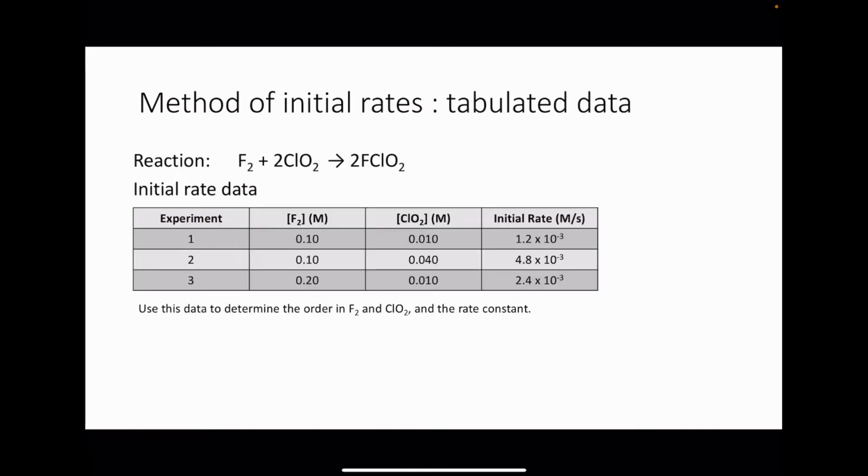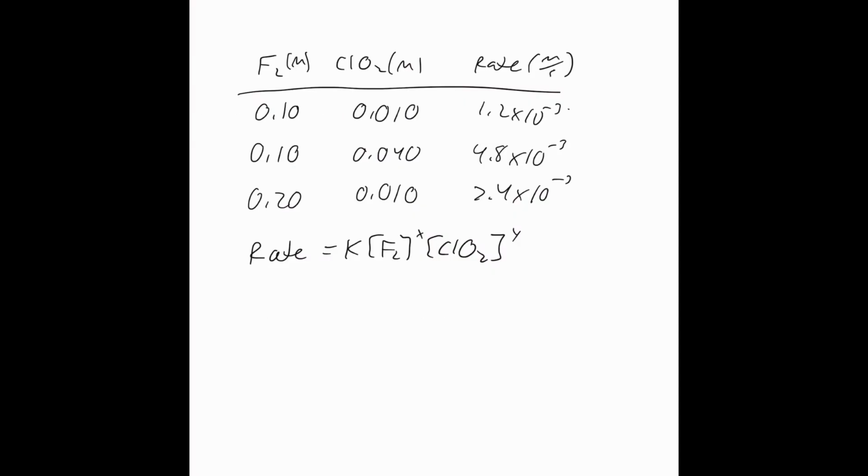So let's do an example. And typically, with the method of initial rates, you end up with this kind of tabulated data. Now, what you do if you go in the lab is you control these initial concentrations. So we have three experiments. We have F2 and ClO2. We have our reaction. Now, remember, the stoichiometry doesn't matter in terms of the rate law.